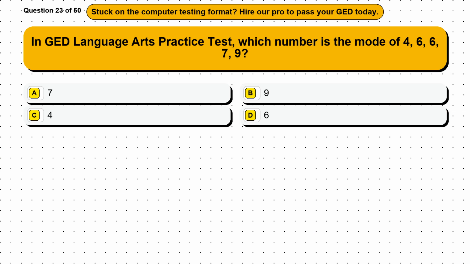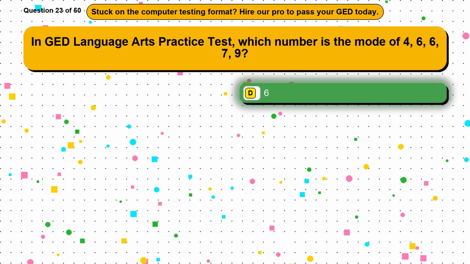Question 23. In GED language arts practice test, which number is the mode of 4, 6, 6, 7, 9? Option A, 7. Option B, 9. Option C, 4. Option D, 6. The correct answer is option D.